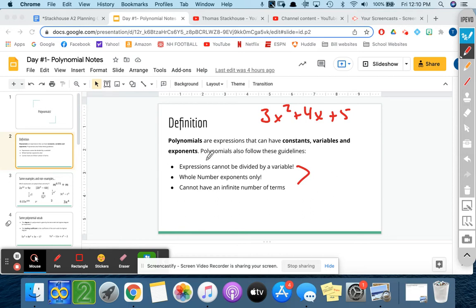Expressions, meaning there's no equal signs. Expressions cannot have a variable on the bottom. So you can't have something that looks like this. You can't have a letter on the bottom of a fraction. So that's rule number 1.